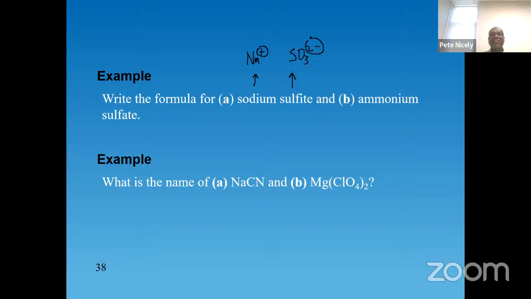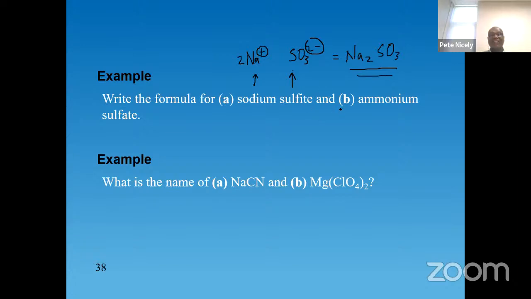So how do we get the charges canceled out? We put a 2 here in front of the sodium, and when we combine these together, you're going to get Na2SO3. And that would be the formula for sodium sulfite, all right?